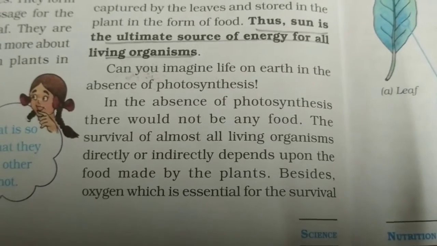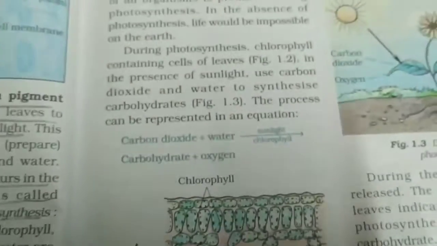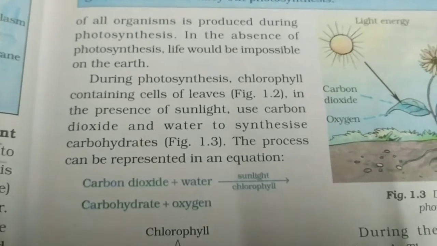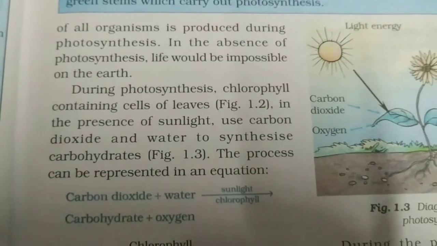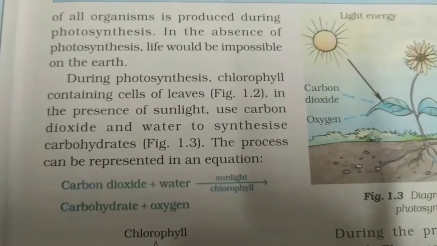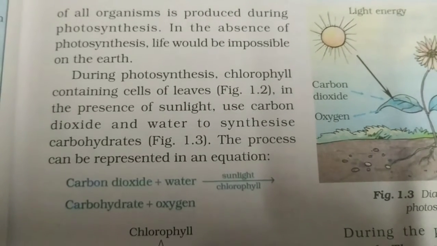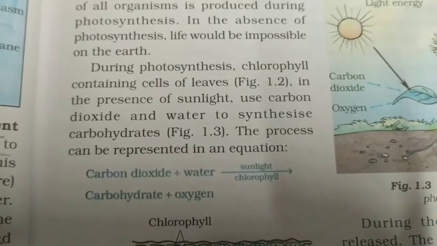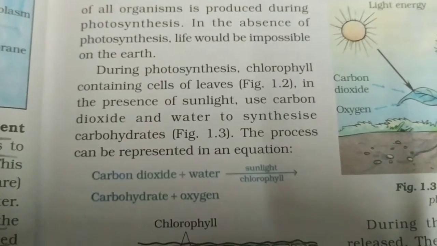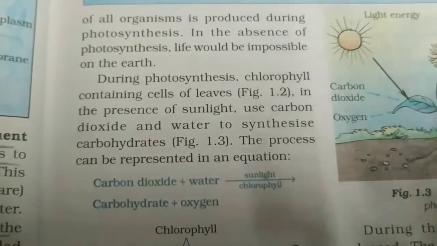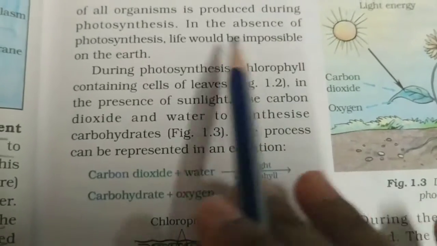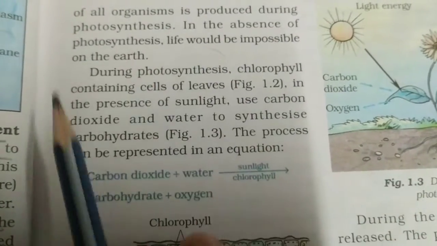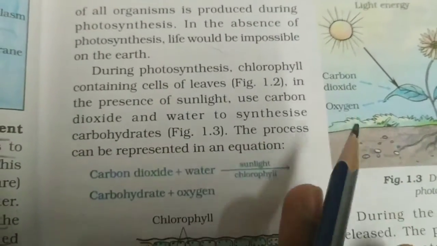Besides food, oxygen, which is essential for the survival of all organisms, is produced during photosynthesis. So if there's no photosynthesis, the oxygen would not be produced, and then of course we would not be able to breathe, and hence there would be no life on the earth. Life would be impossible on the earth, guys. That is why photosynthesis is really important.